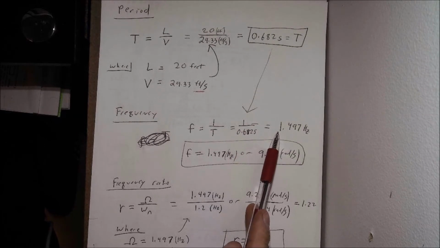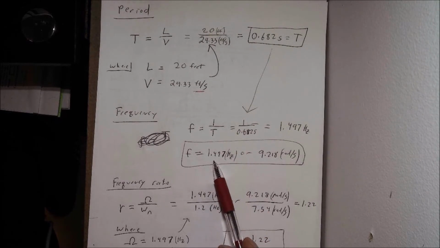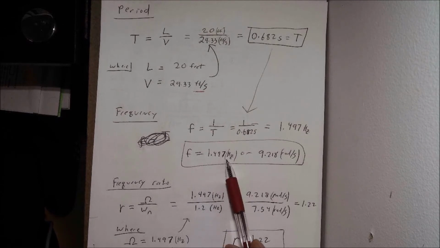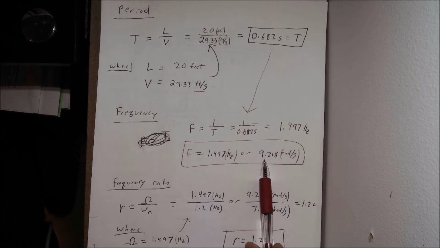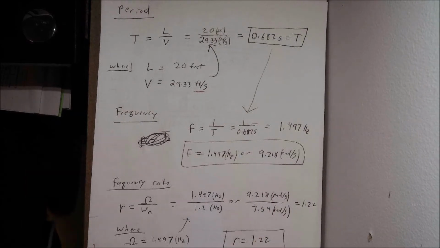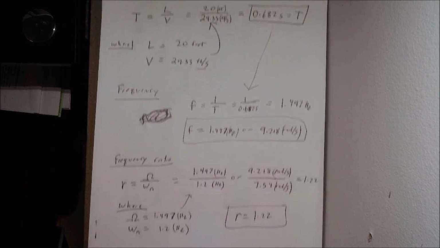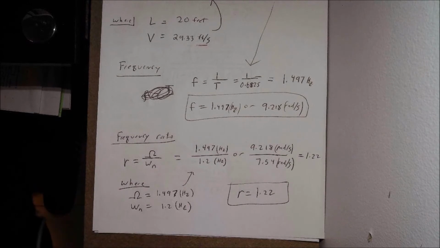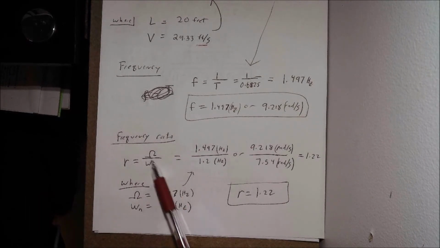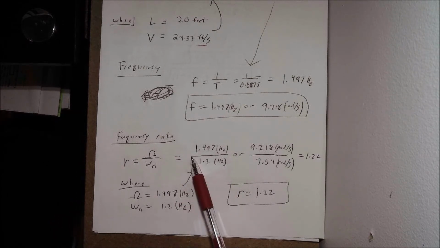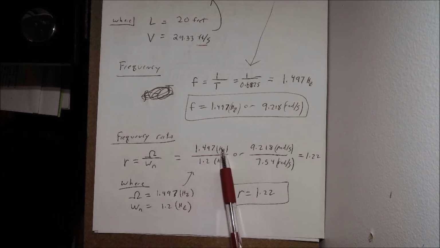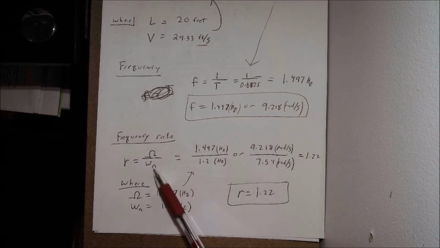What we end up with is our frequency equal to 1.497 hertz, or in radians per second that we have been dealing with, after the conversion, it's 9.218 radians per second. From there, we can come up with our frequency ratio. So r is equal to our omega over our omega sub n. Solving for omega with our frequency as 1 over our period, this is equal to 1.497 hertz divided by 1.2 hertz for omega sub n.